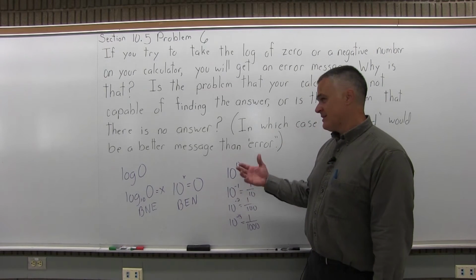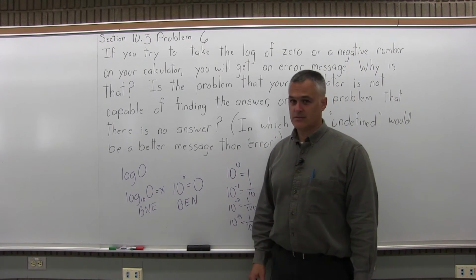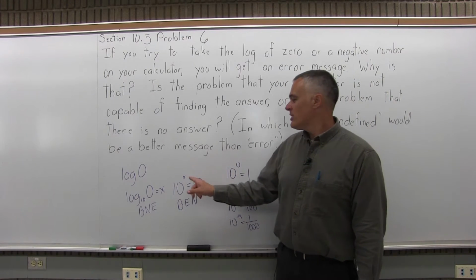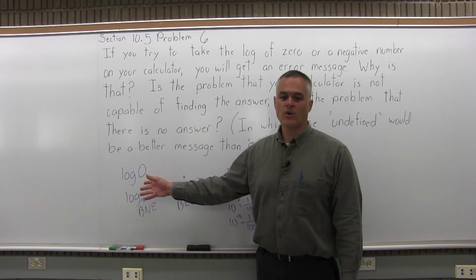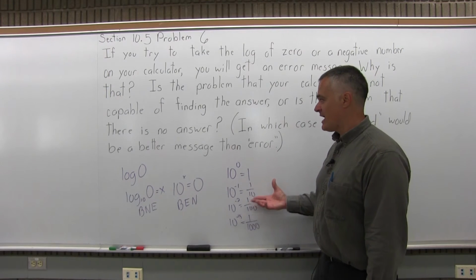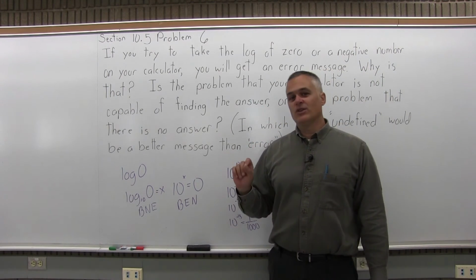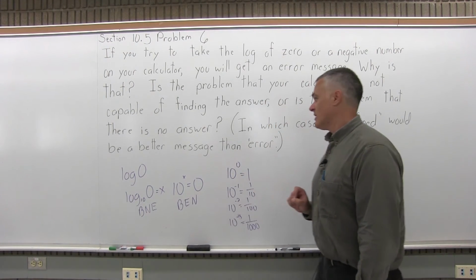So 10 to the, say, negative 8th power is going to be 1 over 10 to the 8th, which would be a tiny, tiny, tiny fraction. You can never put in a value for x as an exponent of 10 where the answer comes out to 0, or even anything negative. You never even get to 0, never mind a negative value. So the answer to this question is, is the problem that your calculator can't do it, or that there is no answer? The problem is that there is no answer.